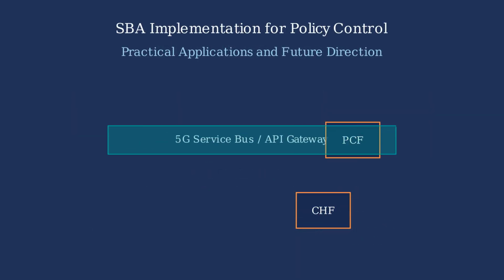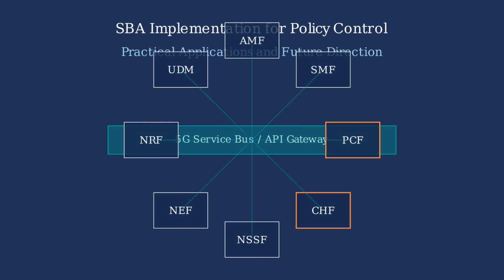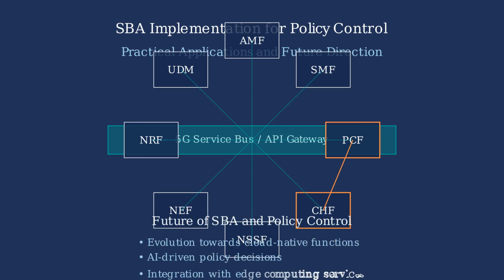In a complete 5G network deployment, all network functions connect to the central service bus, enabling flexible and dynamic communication. The interaction between PCF and CHF is particularly important, enabling real-time, policy-based charging decisions that enhance service quality and monetization options. Looking to the future, SBA will continue to evolve, with cloud-native implementations, AI-driven policy decisions, and integration with edge computing services.